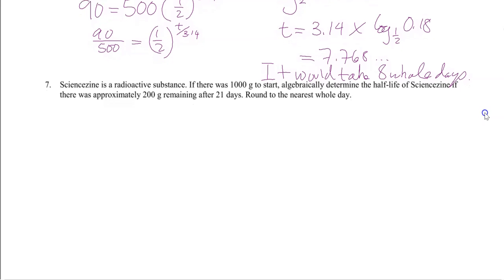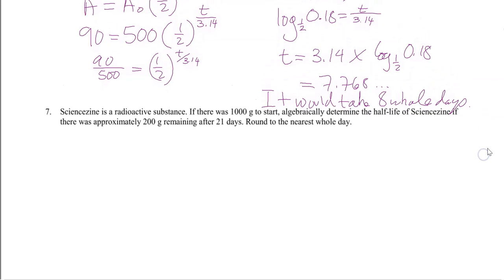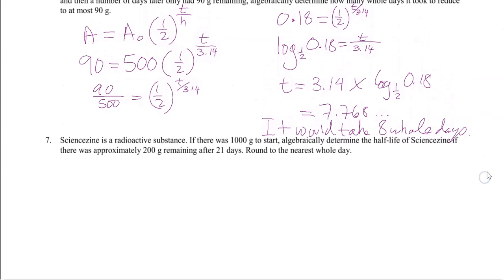All right, equal time to science is math. Science Z is a radioactive substance. There was 1,000 grams to start. Algebraically determine the half-life if there was about 200 grams remaining after 21 days.